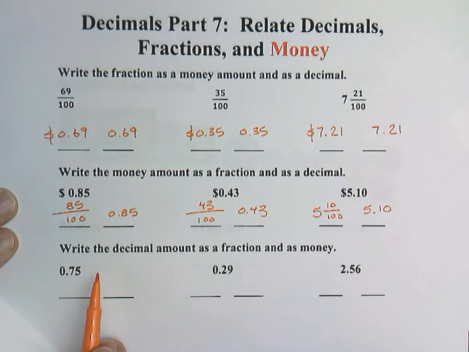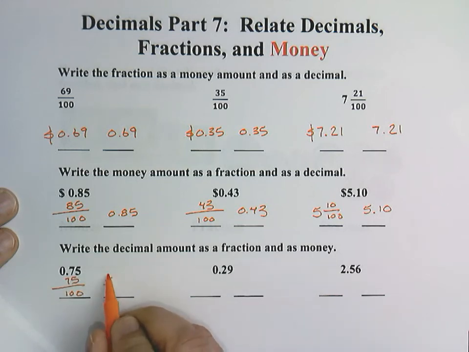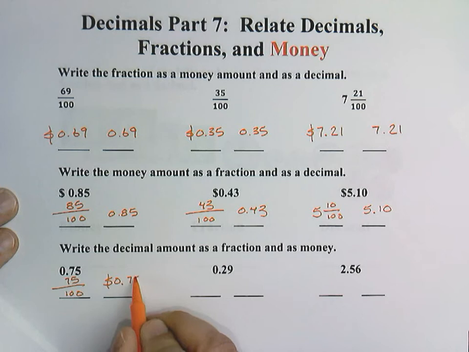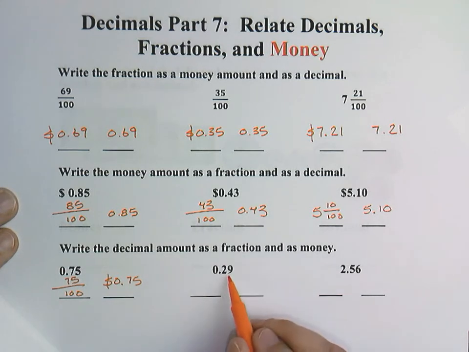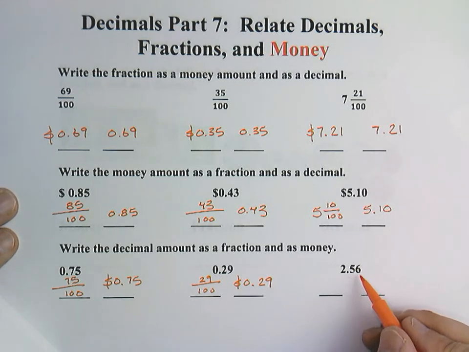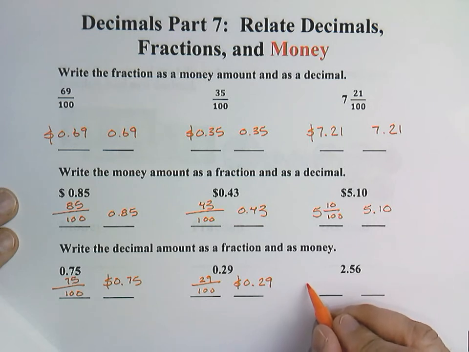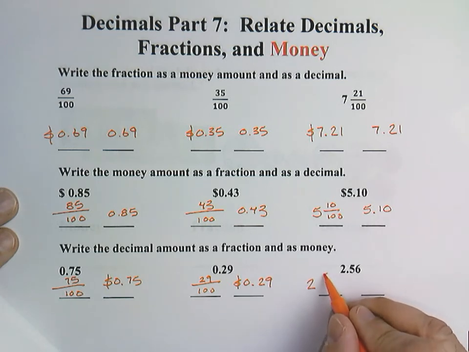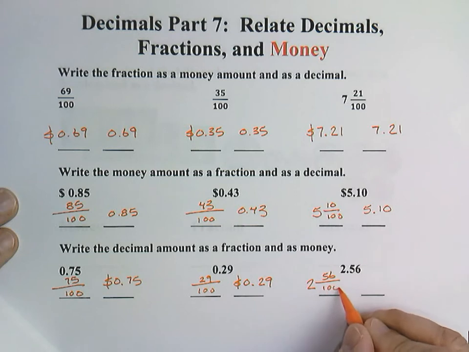At the bottom, write the decimal amount as a fraction and as money, 75 hundredths. Well, that's easy, 75 hundredths. And as money, add your dollar sign and 75 cents. 29 hundredths in decimal form would look this way in fraction form, and as money would be $0.29. The mixed number 2 and 56 hundredths in fraction form would be 2 and 56 hundredths.